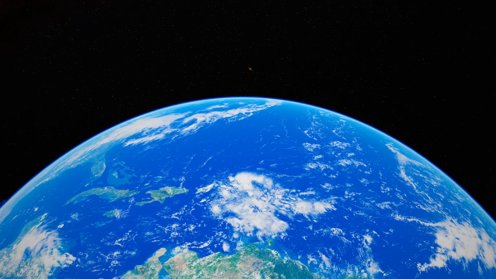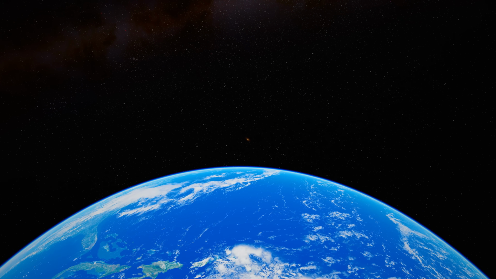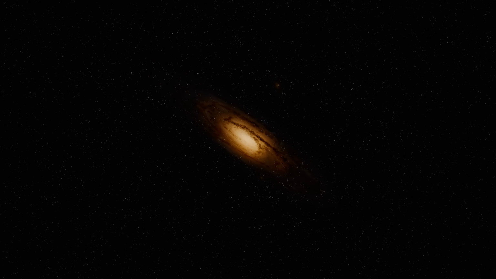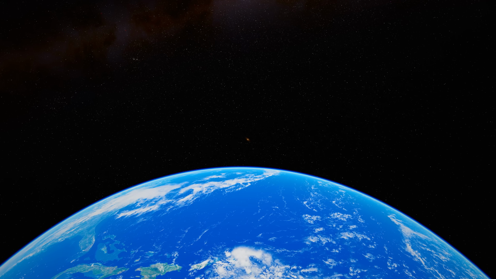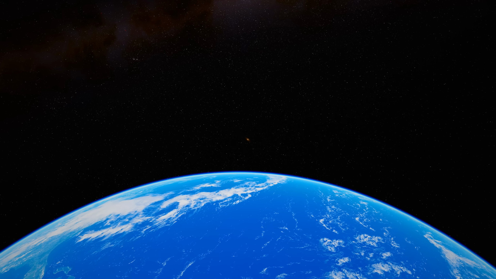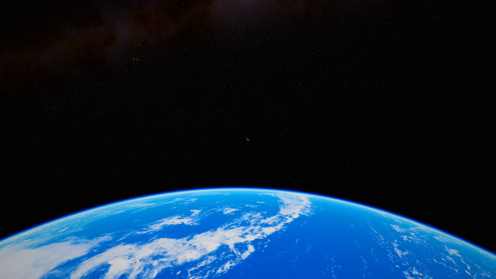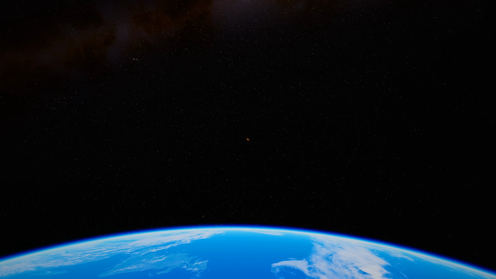That faint smudge of light among the stars, that's Andromeda. The nearest large galaxy to our own, and the most distant object visible to the naked eye from Earth. It sits about 2.5 million light years away, but today we're crossing that distance. By using this simulation, we can travel faster than light and reach our neighboring galaxy in minutes instead of millions of years.